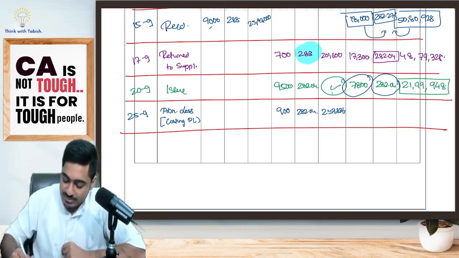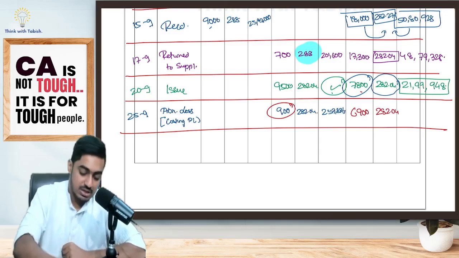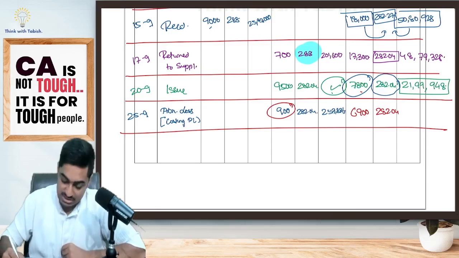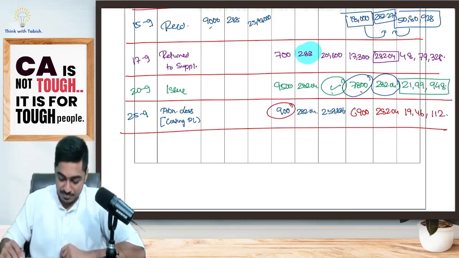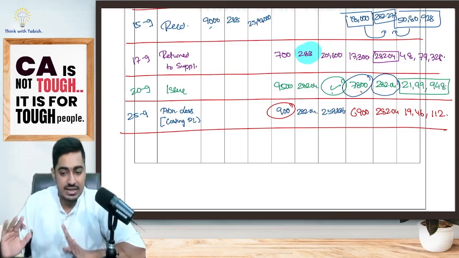Perfect. That means how much balance I'm having? Out of 7,800, 900 is gone. That means 6,900 is there with me, at what rate? 282.04. That means 6,900 into 282.04. I will have some balance value which is 19,46,112. Is this clear, everyone? Perfect. Yes or no? We'll come to all your doubts. Don't worry. For now, is this clear?